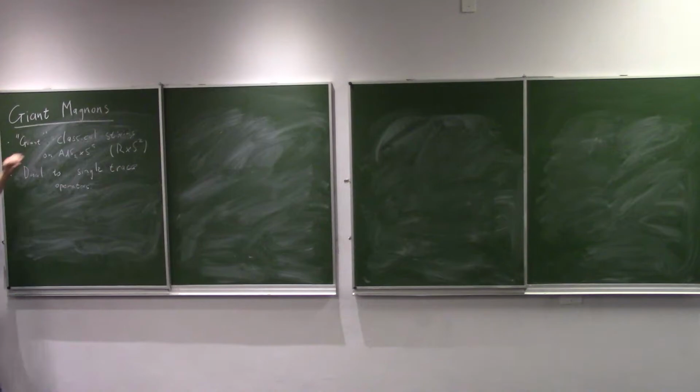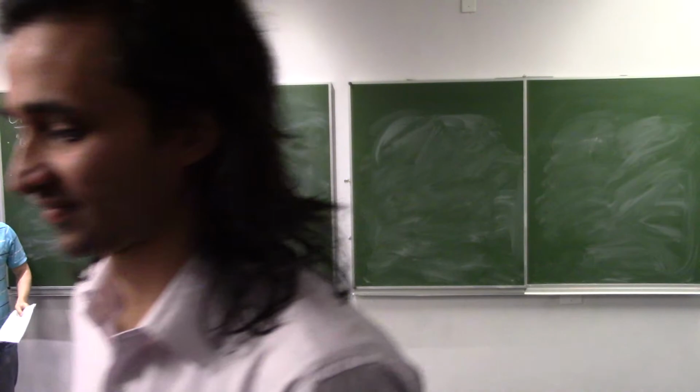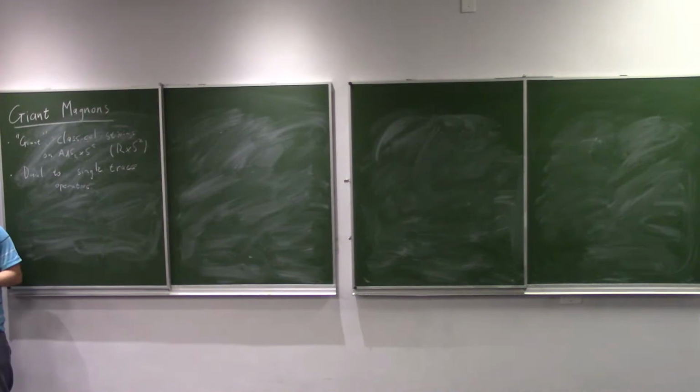Well, this is going to become clear once you've seen the solution. But it's because they are macroscopic on the scale of the S2 on which they live. And this will become quite clear when you write these solutions down. So they're giant in comparison to the length scales that you find in these geometries.